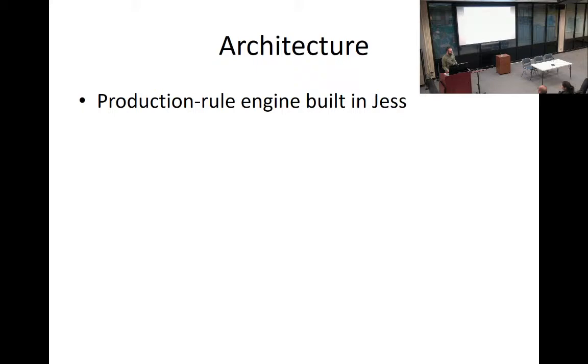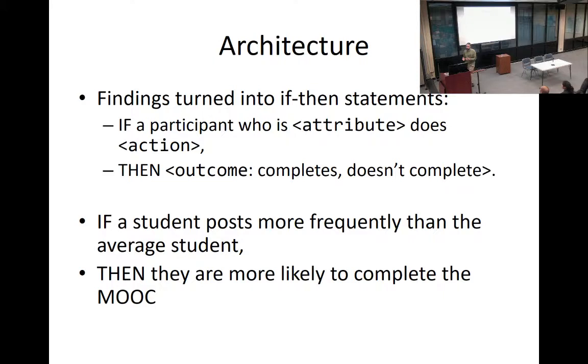So we take published findings, or unpublished ones, we turn them into if-then statements. So if a MOOC participant who is attribute does action, then outcome. So an example would be, if a student posts more frequently on the MOOC discussion forums than the average student, then they're more likely to complete the MOOC.